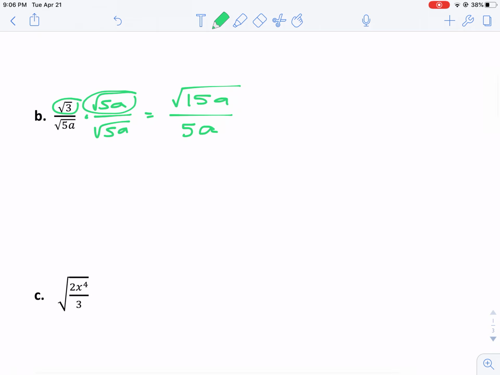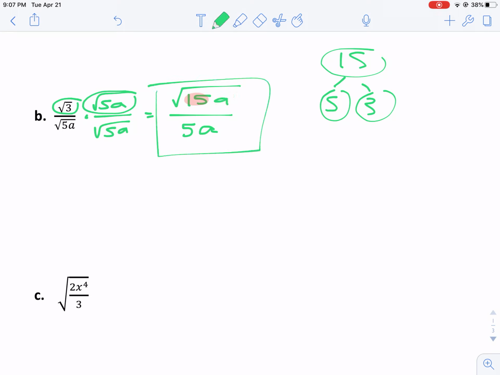Okay, when we look at 15, 15 is 5 times 3. We can't take the square root of 5 or 3, which means we can't take the square root of 15. That would just stay. And we can't do the square root of a. It's not a value squared. So there's nothing more we can simplify on this one. So this would just be our answer. We have the 15a under the radical, and this is outside a radical, so we can't simplify like that or anything.